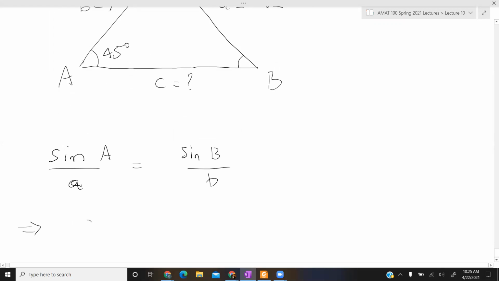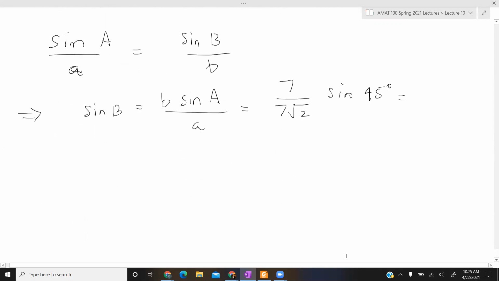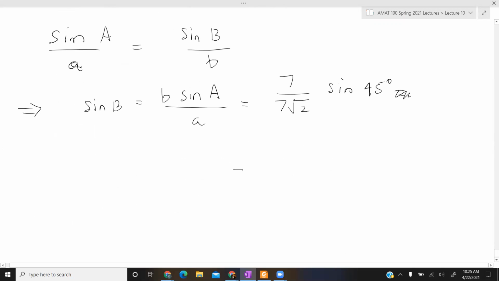So if you do that, you get sine B is equal to B times sine A over A. And then that's equal to this if you substitute these numbers in. And if you remember, sine of 45 degrees is root 2 over 2. Actually, let me just write it in. So obviously these 7s cancel out. You have this root 2. Now sine 45 degrees is root 2 over 2, and then this will cancel to give you 1/2.